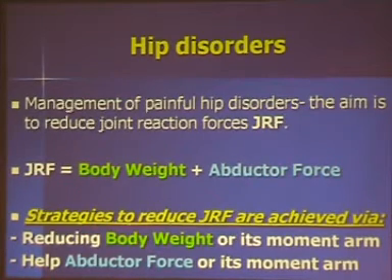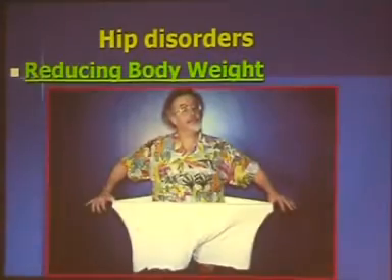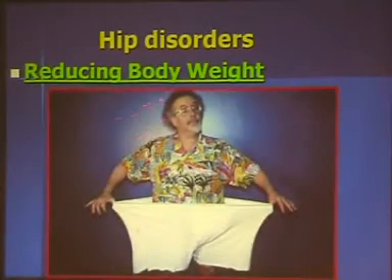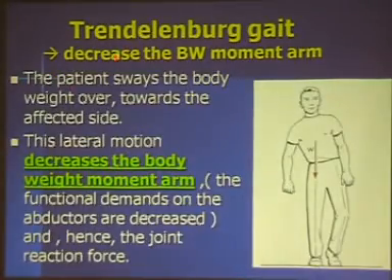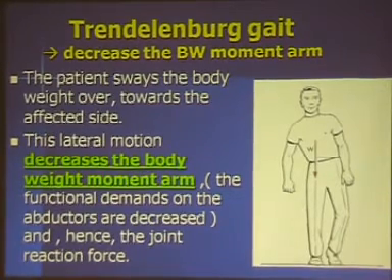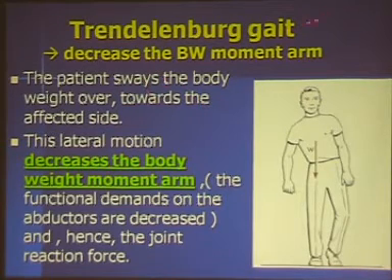So what are the strategies to reduce the joint traction force? Obviously, to reduce the body weight or its moment arm, or help the abductor force or its moment arm. The first is to reduce our body weight, which will decrease the joint traction forces a lot. Second, triangular gait. When we see the patient walking like that, we think it's just weak abductors. Actually, it's a compensatory mechanism by the body.